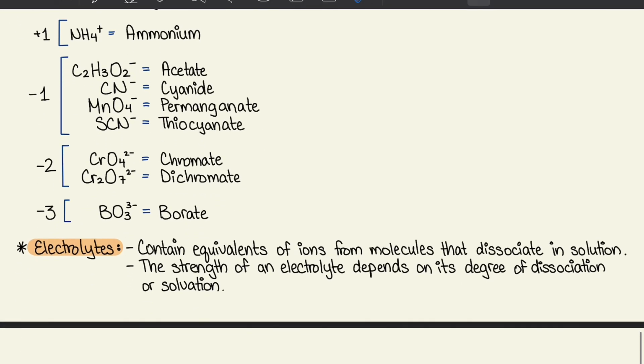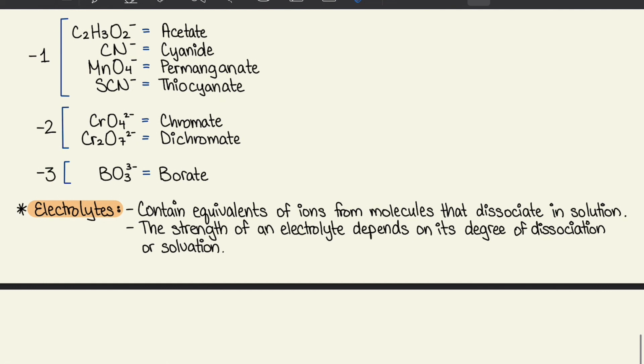So we're going to move to electrolytes. These are substances containing equivalents of ions from molecules that dissociate in solution. The strength of an electrolyte depends on its degree of dissociation or solvation. So how well something dissolves or dissociates in a solution, those are your electrolytes.